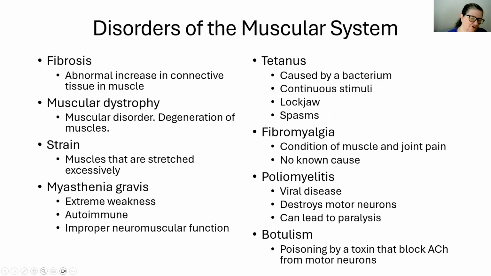Botox is actually made from the botulism toxin, and that's why they use it to deal with lines and wrinkles, because it blocks the acetylcholine, the ACH, from the muscles and motor neurons, so it paralyzes the area. It's also been more recently used to help with migraine headaches, and that's been fairly successful from what I understand.